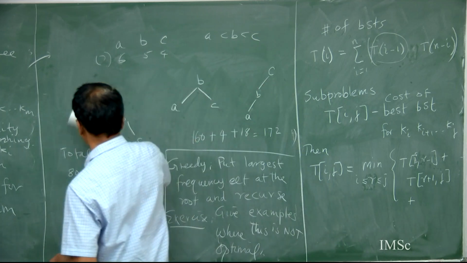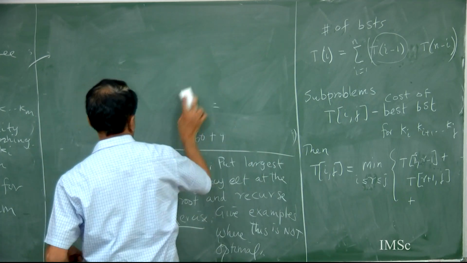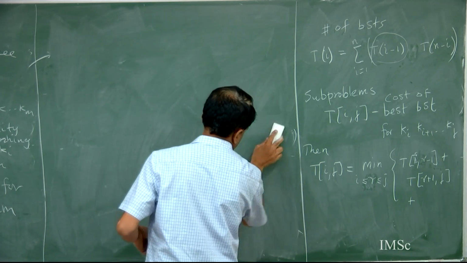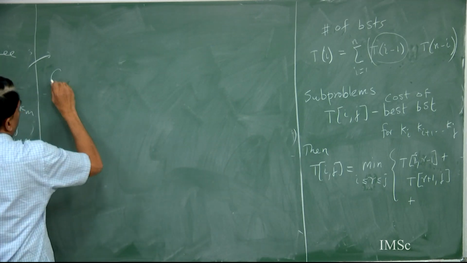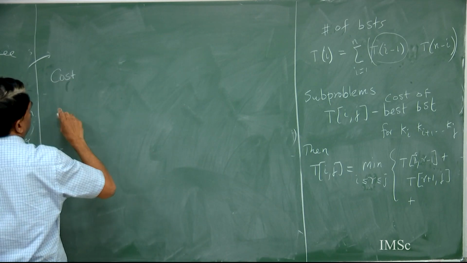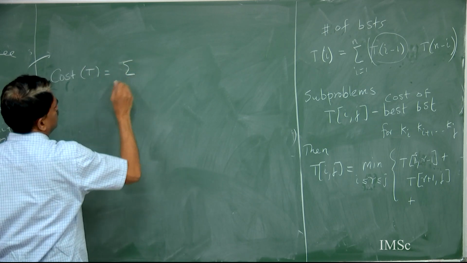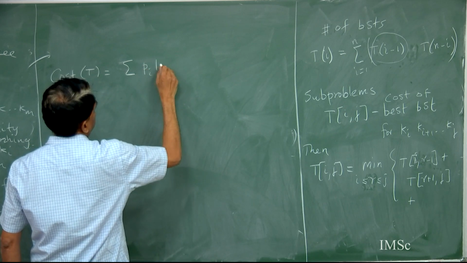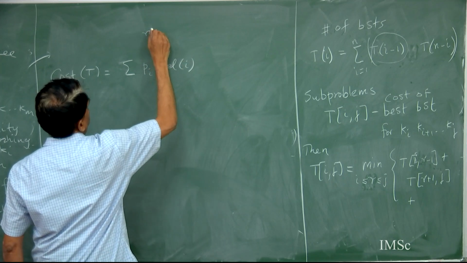Let us understand what is going on here. What is the cost? I said the cost of a fixed tree would be the summation of p_i times the level of i. The root is at level 1.